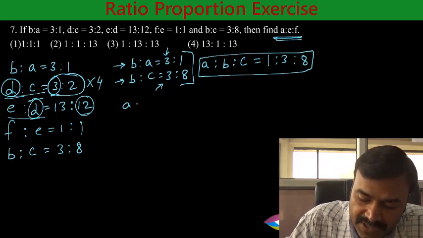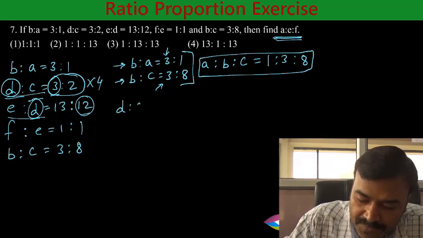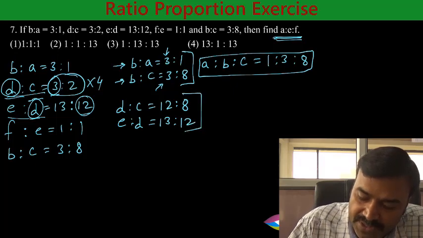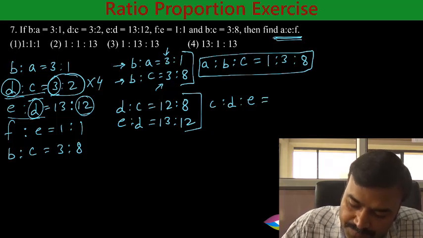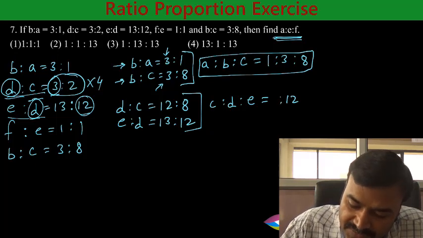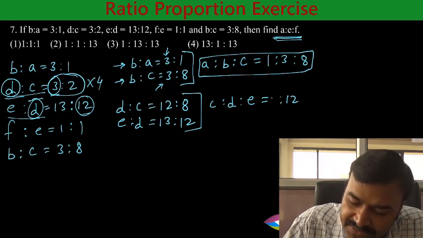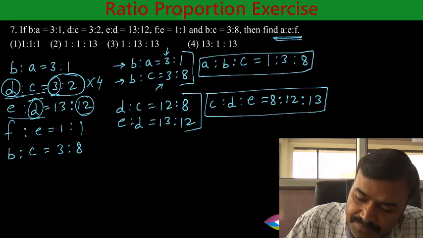So I'll write again, this D is to C will become 12 is to 8, since 4 3s are 12 and 2 4s are 8, and on the other one E is to D will be equal to 13 is to 12. So from here we can see that C is to D is to E will be equal to, in place of D we can take 12 because it is the common number. When D is 12, C is 8. Similarly, when D is 12, E is 13. So we have one more ratio, C, D, E.